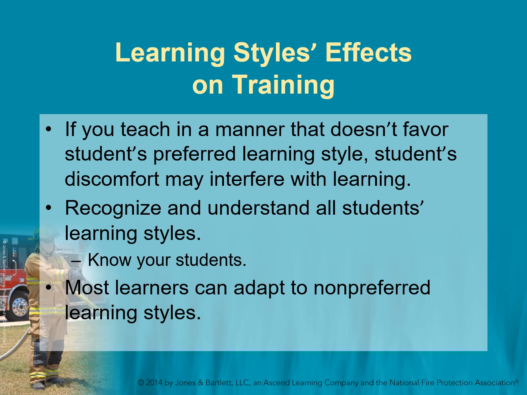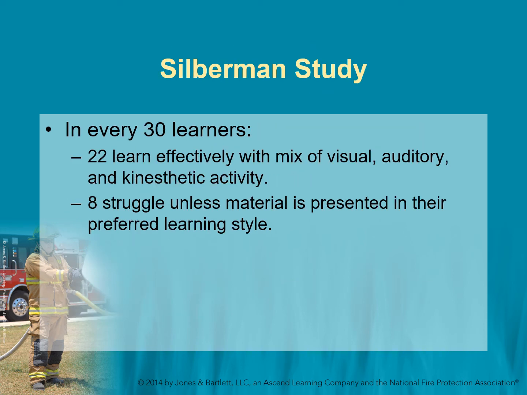Most learners can adapt to non-preferred learning styles. The Silberman study found that in every 30 learners, 22 learn effectively with a mix of the visual, the auditory, and the physical activity that we talked about. 8 will struggle unless material is presented in their preferred learning style.